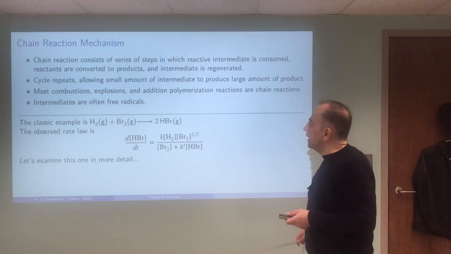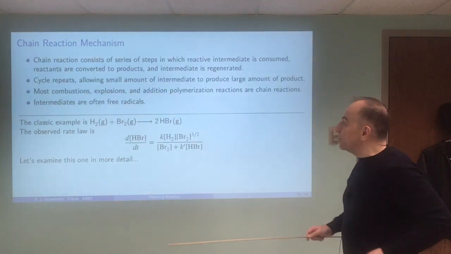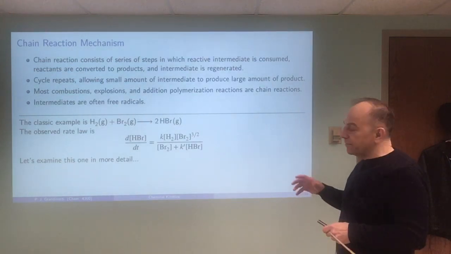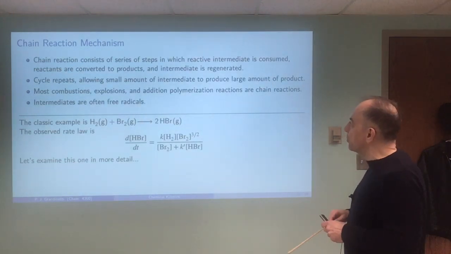Let's take a look at another example, chain reaction mechanisms. And this is where you have a number of steps where intermediates are being produced and consumed.